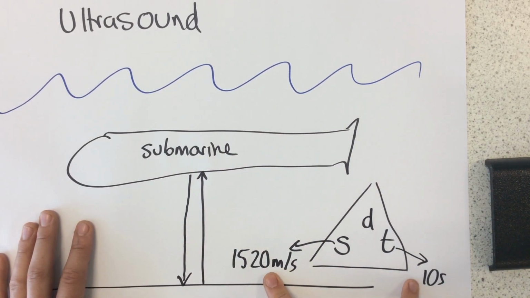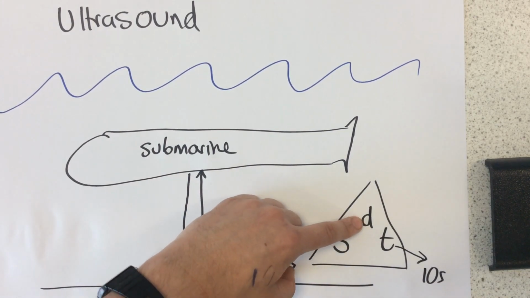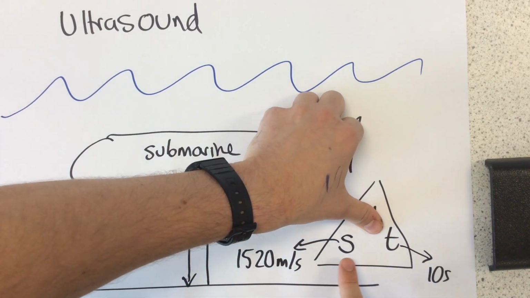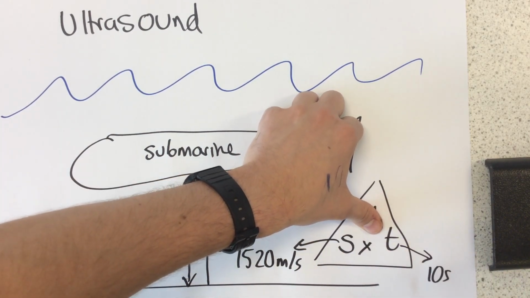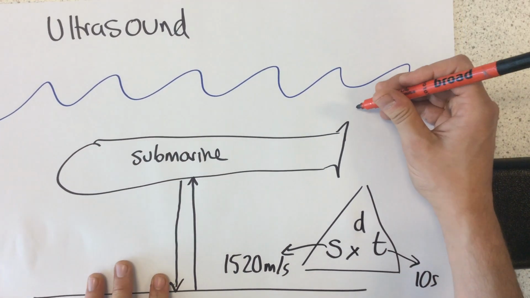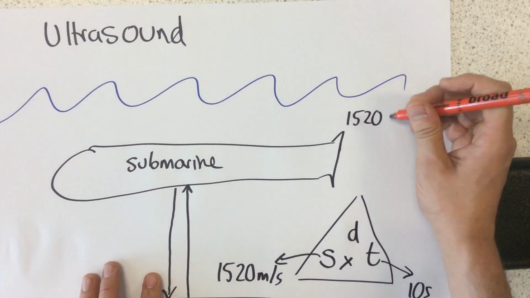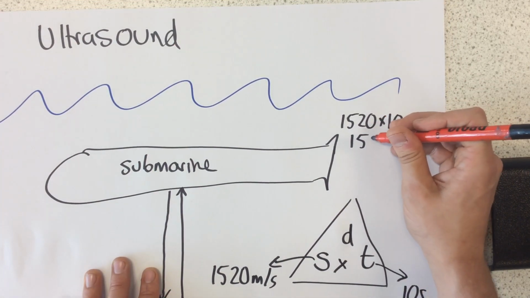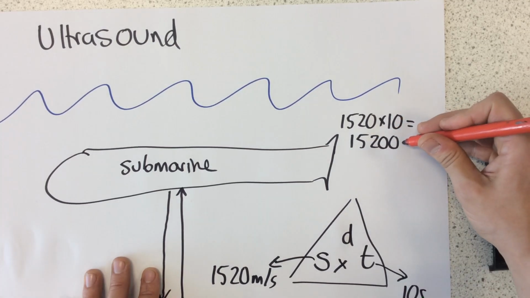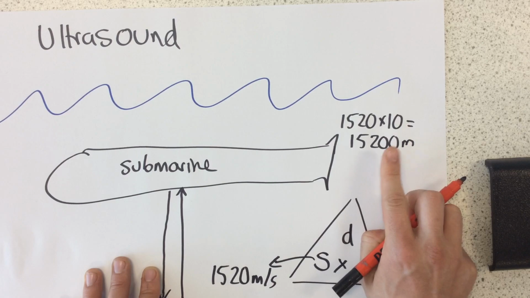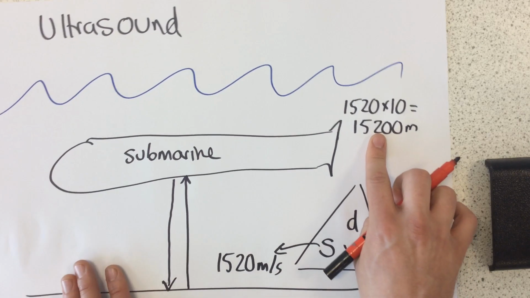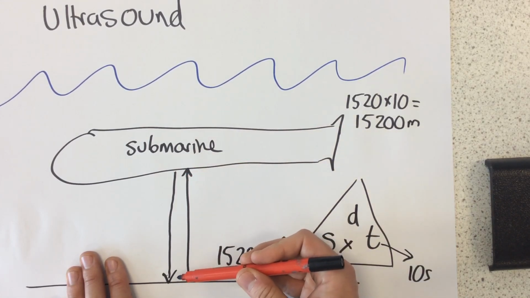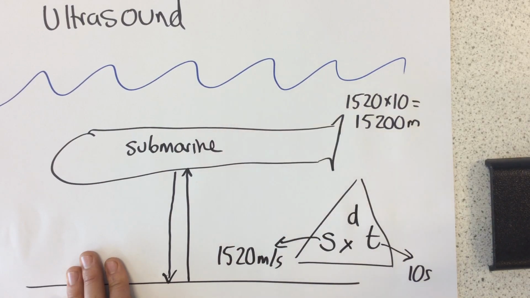So this is what we need to do. Because we're looking to try and find the distance to the seafloor, we cover up our distance. So we now have speed times time. So we're going to do 1,520 multiplied by 10, which gives us 15,200 meters. Now, this isn't our final answer, because what that's told us is the distance all the way from the submarine to the sea floor, and then all the way from the sea floor back up to the submarine.